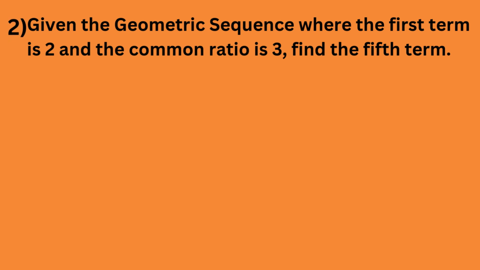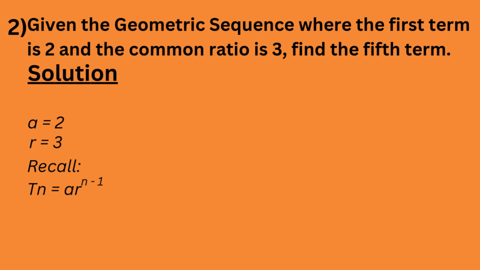Given the geometric sequence where the first term is 2 and the common ratio is 3, find the fifth term. Solution. First term a = 2. Common ratio r = 3. Using the Tn formula, Tn = a times r raised to the power of (n - 1), we have Tn = 2 times 3 raised to the power of (5 - 1), which equals 2 times 81, equaling 162.